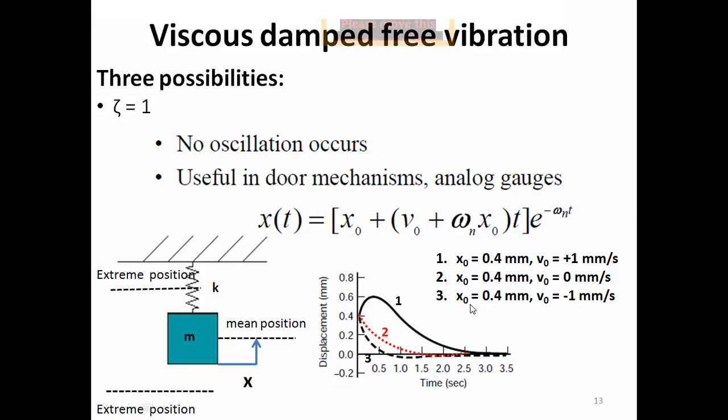Now the third boundary condition, x naught is 0.4 millimeter and v naught is minus 1 mm per second. The velocity is not 0, so it is not at the extreme position. The displacement is not 0, so it is not at the equilibrium position. It is somewhere here, but it is moving in the downward direction with a velocity. So it is at 0.4 and moving downward with a velocity, and it would reach the equilibrium position.